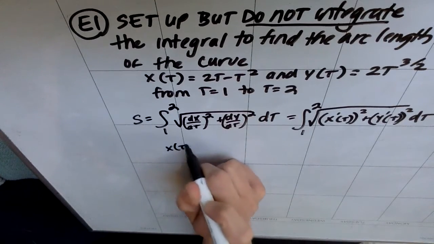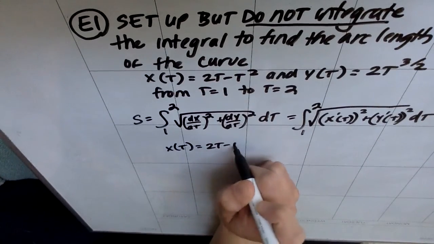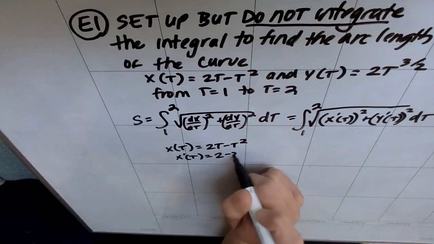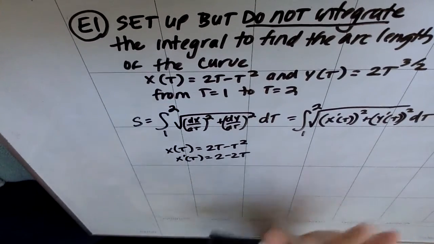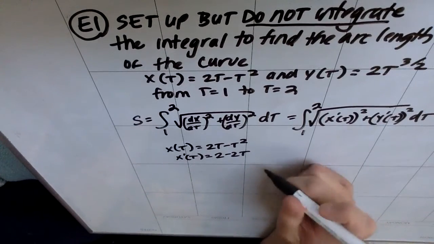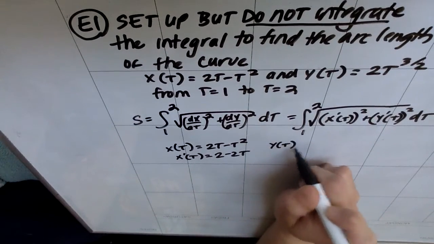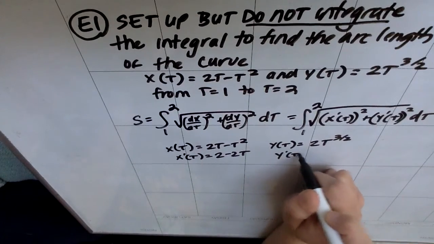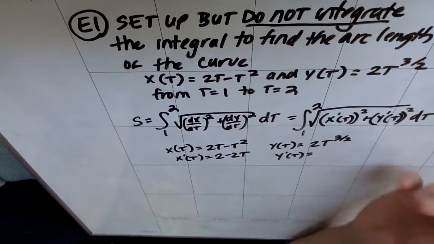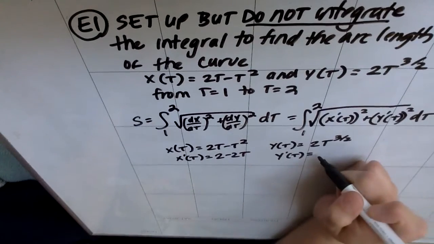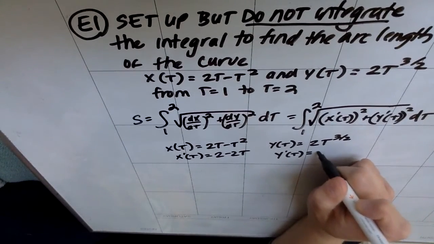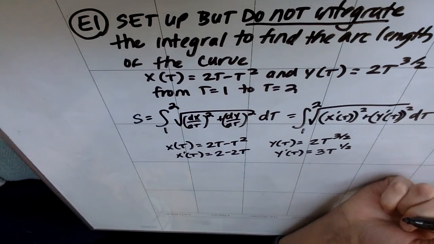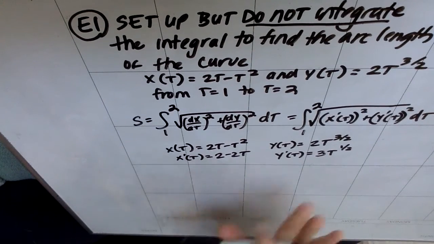So since my x of t is 2t minus t squared, my x prime of t should be 2 minus 2t. There's no reason to simplify that. There's no reason to make it nicer. And my y of t is 2t to the 3 halves. So my y prime of t should be, when I take the 3 halves, I'll drop it down in front and get 3 halves times 2, which is a 3. So 3t to the 1 half, because I lower the power by 1, right? So I now have my x prime of t and my y prime of t.